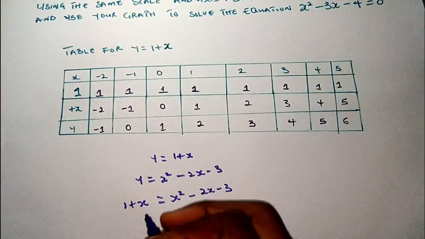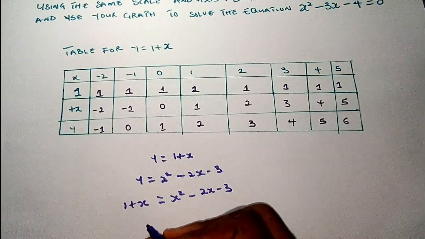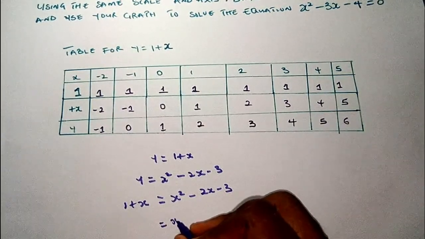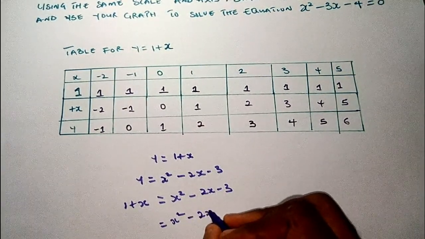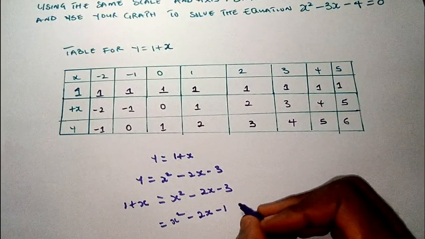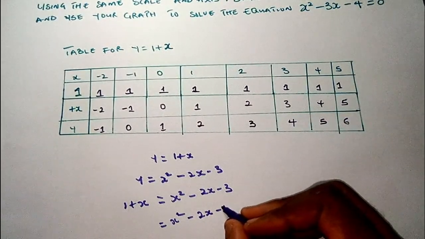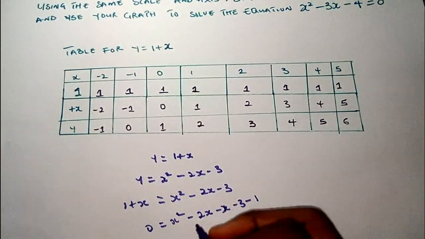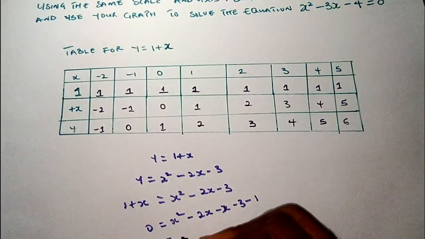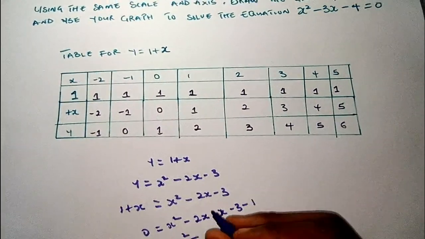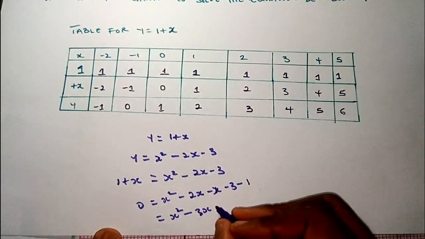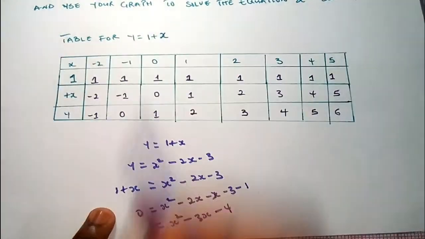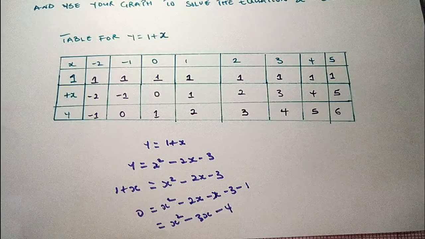So now this will give us x squared minus 2x minus 1 minus x, minus 3 minus 1. Now 0 is going to be here, so it is the same thing as x squared minus 3x minus 4. Now this is the same thing as what we have here. So that's exactly how they got that equation.